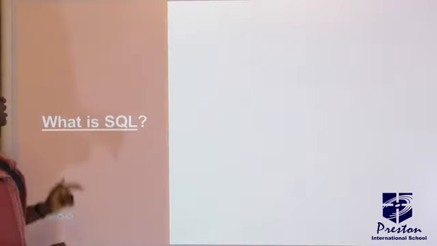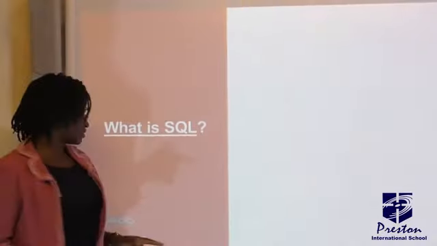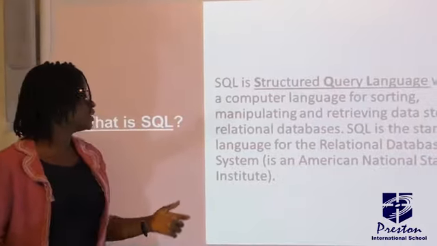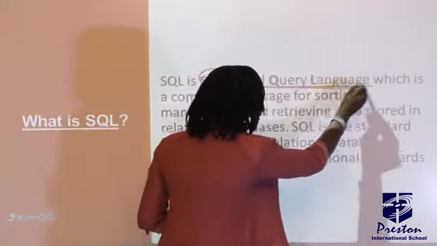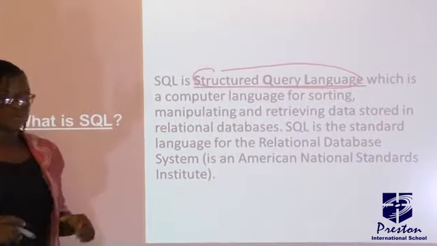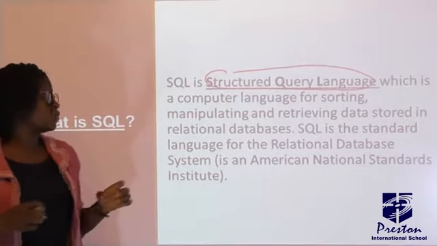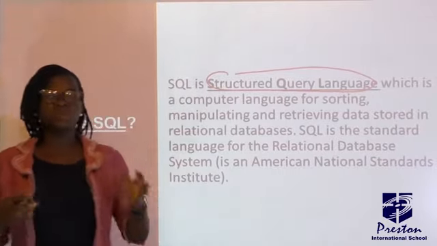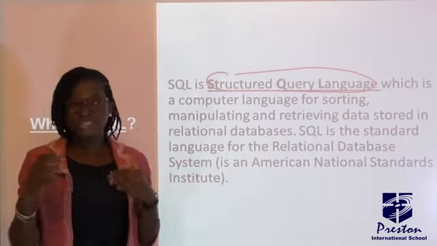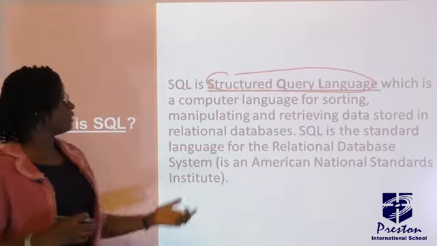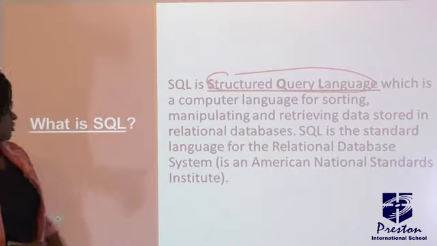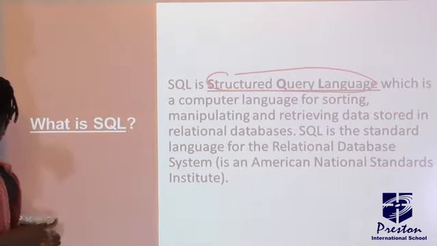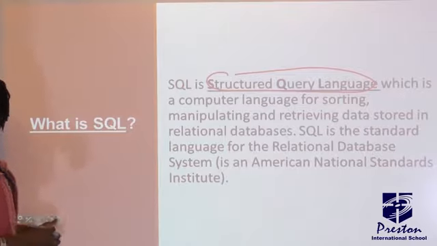So next now, we're going to look at SQL. What is SQL? SQL is a programming language, and the full meaning of SQL is Structured Query Language. The main thing we use SQL for is to sort data in our database. When you have multiple data and you want to fetch data quickly, it's advisable you use the query language. And this is an American national standard. It was developed by the American National Standards Institute.